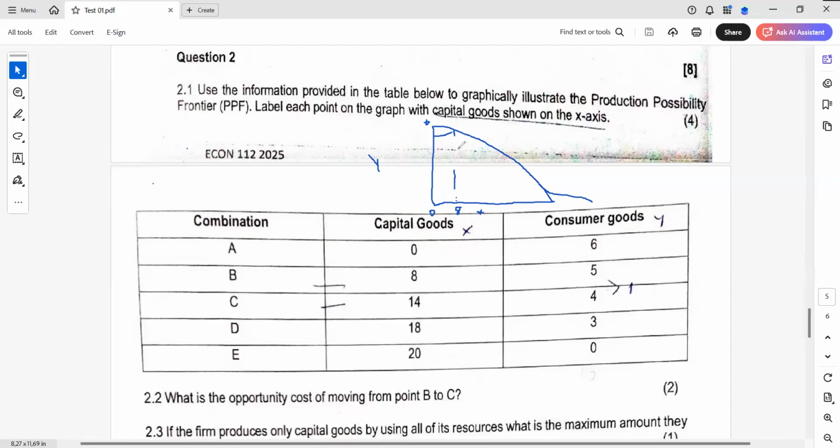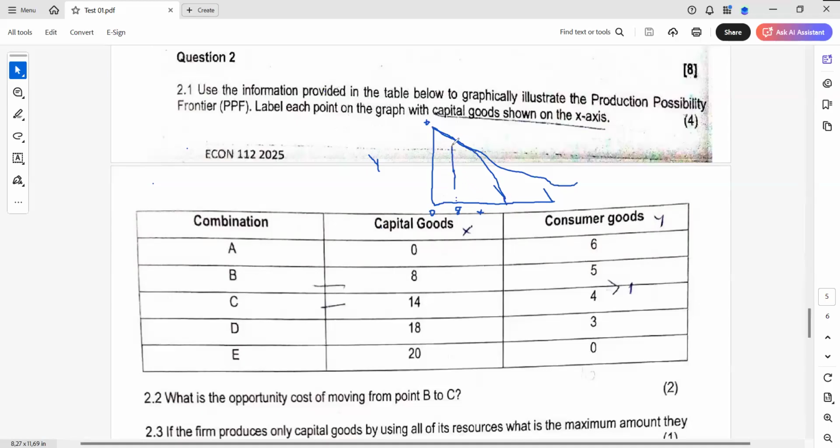Okay, I should have drawn my thingy. I should have shown it like this. Try and make it like this. But you guys see what I'm trying to do.